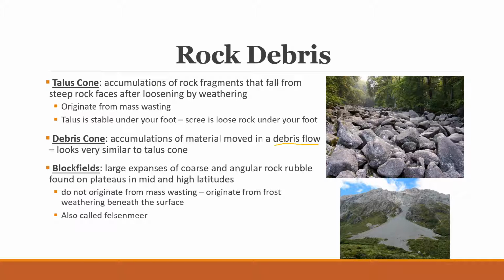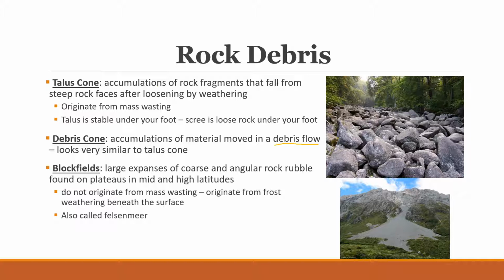Block fields are large expanses of coarse and angular rock rubble found on plateaus in mid and high latitudes, which indicates that we can expect a frost weathering process that causes these block fields to form. They don't originate from mass wasting. They originate from water penetrating into fractures, freezing and expanding, and growing those fractures, breaking off individual chunks of rocks.